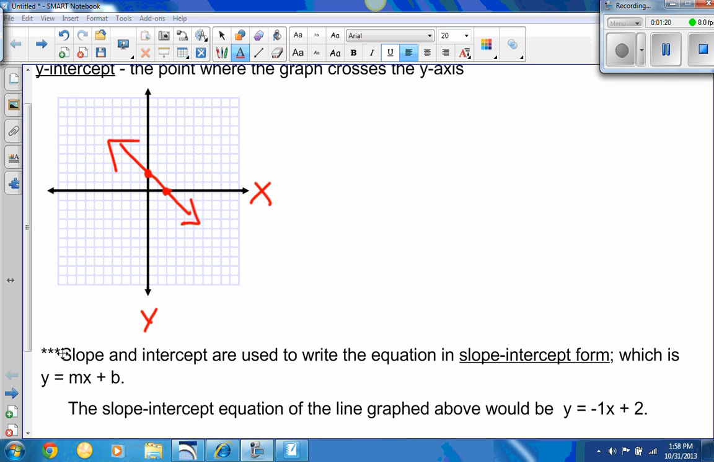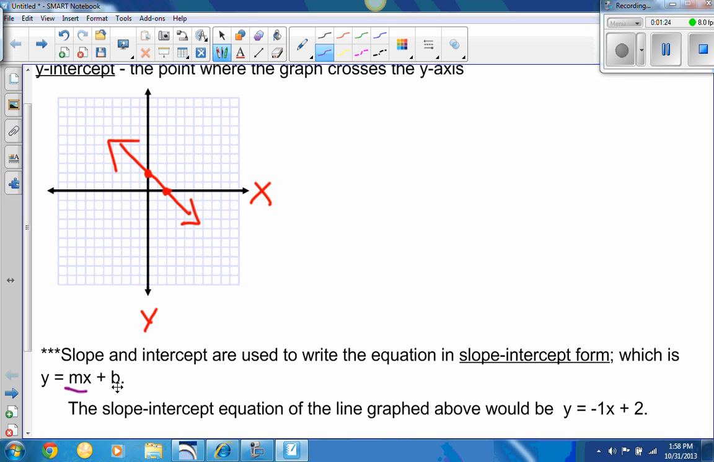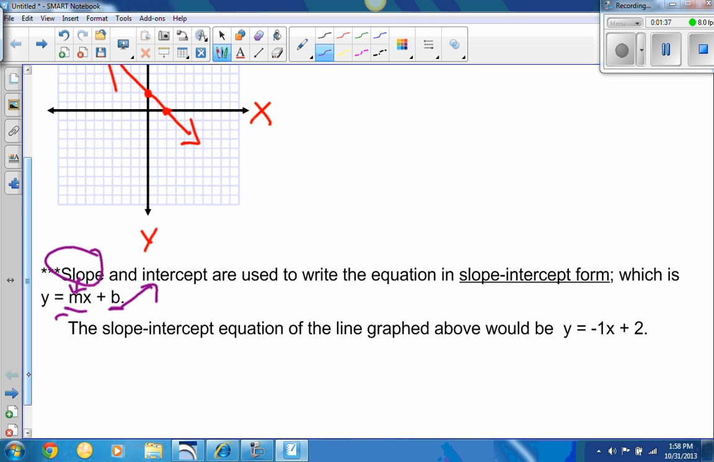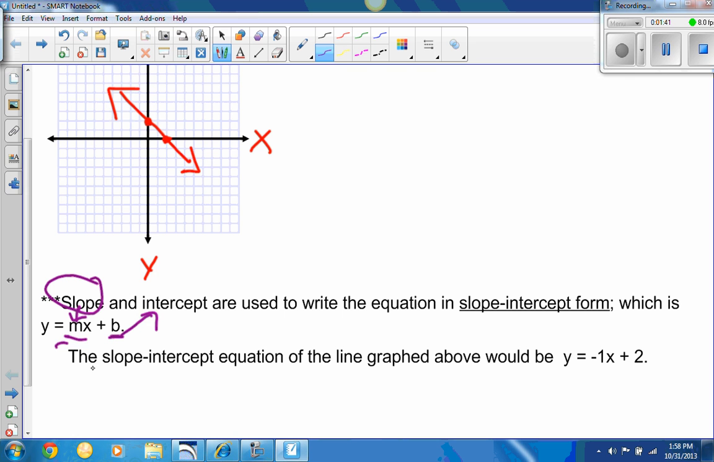So m, let me change to my pen here. M is slope, and the b is the intercept, okay? So m is slope, and b is intercept. So on this one right here, see what I wrote here? The slope-intercept equation of the line graphed above, so this line, the slope-intercept equation is y equals, the y equals is always there. It's just how you write it.